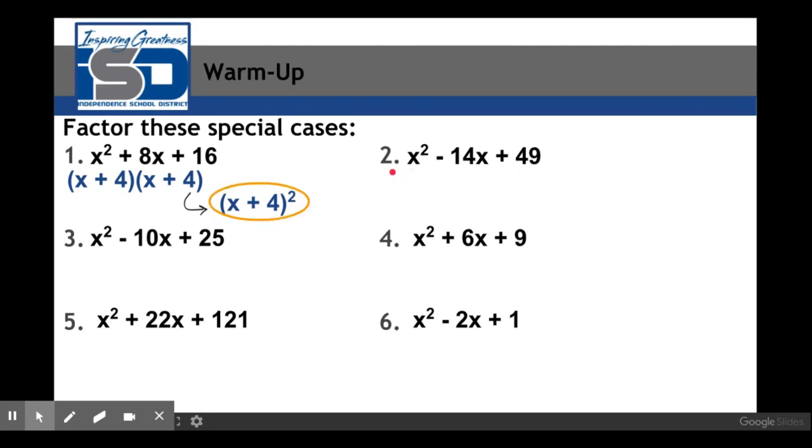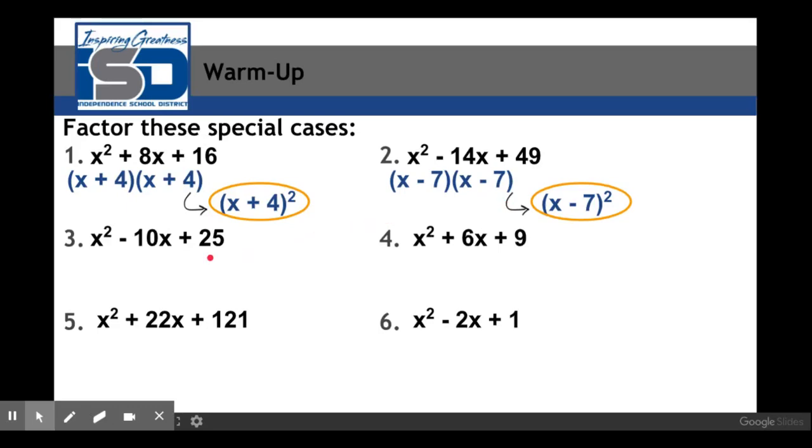So let's look at number 2. 49 is a perfect square. The square root of 49 is 7. And if I divide my b by 2, I get negative 7. So in my parentheses, I should have x minus 7 times x minus 7. Negative 7 times negative 7 is positive 49, so this works. But it can be written as x minus 7 to the second.